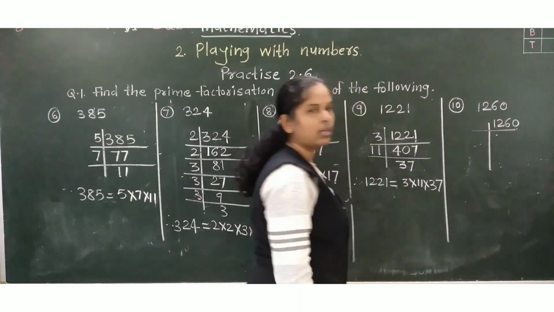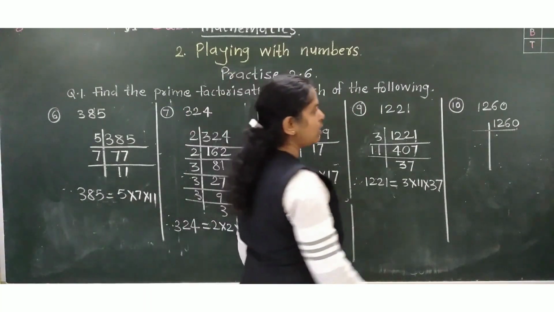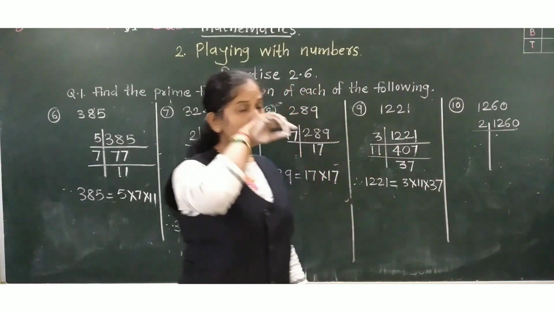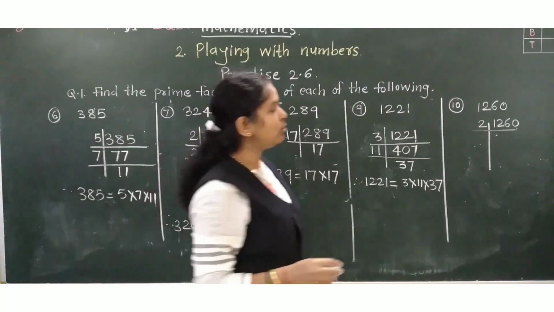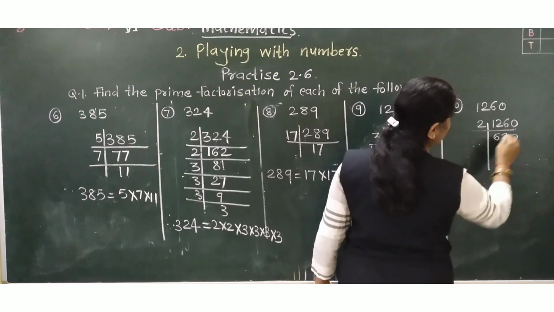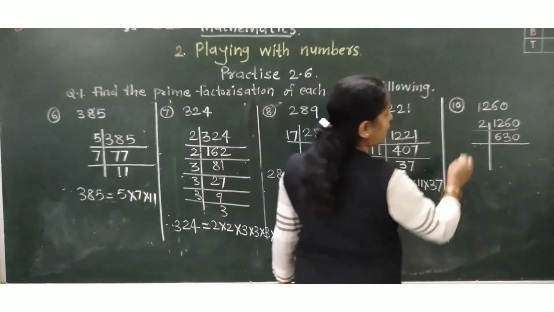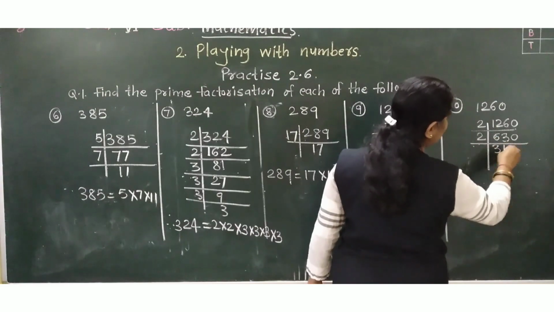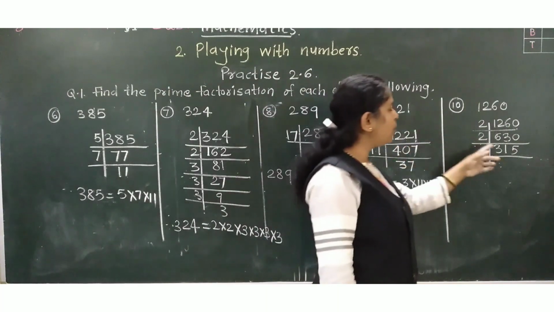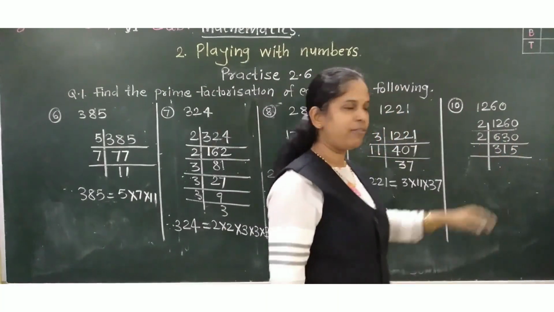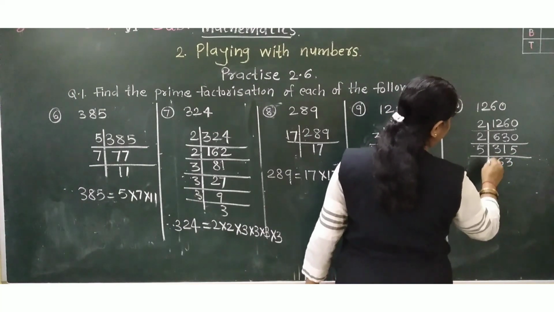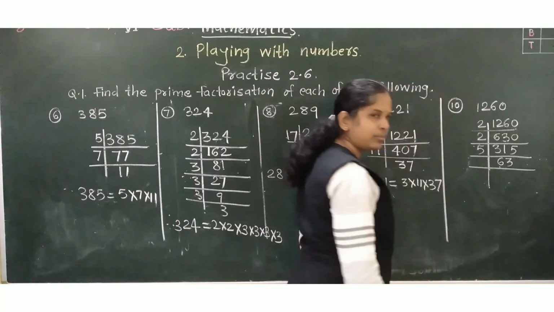Now here see, 1260. As 0 is there at the units place, we can divide it by 2. We can divide it by 5 also. Okay. So 2 6s are 12, 2 3s are 6, and 0. Okay. Again 2 3s are 6, 2 1s are 2, 2 5s are 10. Then 5 is there, so we can divide it by 5. 5 6s are 30, 5 3s are 15. Okay. Next.